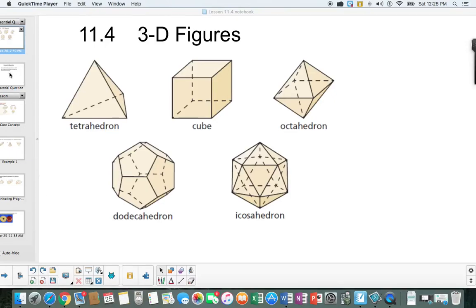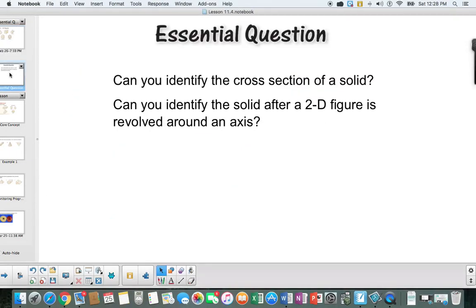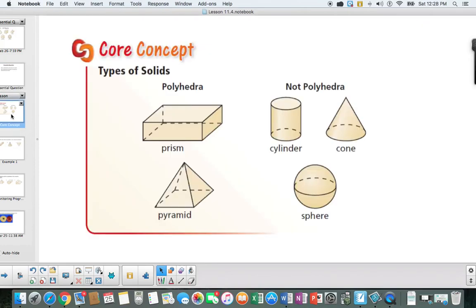11.4 3D figures. Essential question: Can you identify the cross-section of a solid? Can you identify the solid after a 2D figure is revolved around an axis?